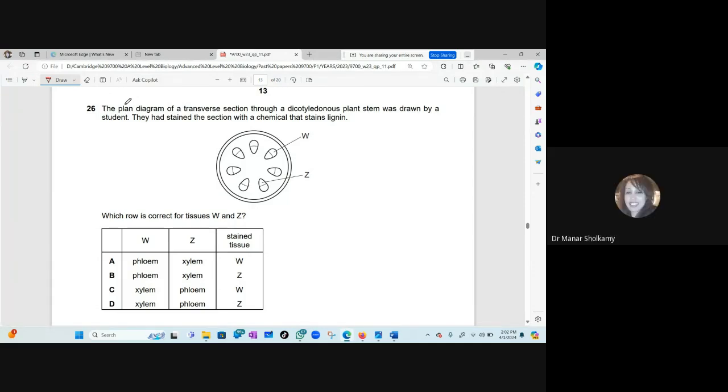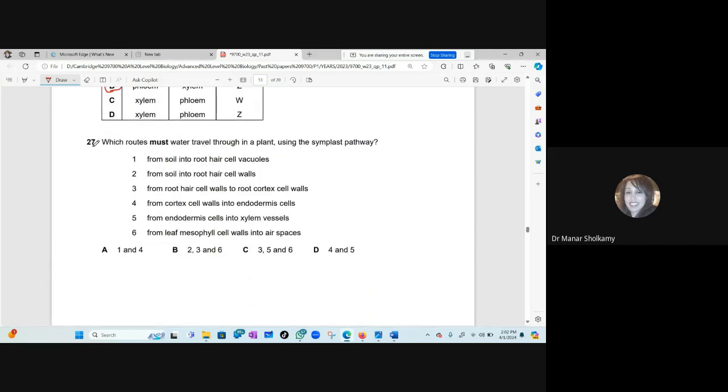Okay. 26. The plant diagram of a transverse section through a dicot plant stem was drawn by a student. They had stained the section with a chemical that stains lignin. Which row is correct for tissues W and Z? That's easy. W is the phloem, Z is the xylem, and the stained tissue is the xylem. Correct. So the answer is B. Correct.